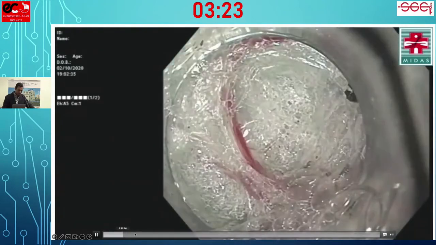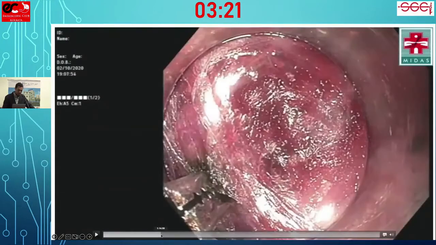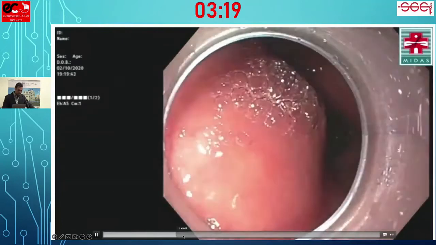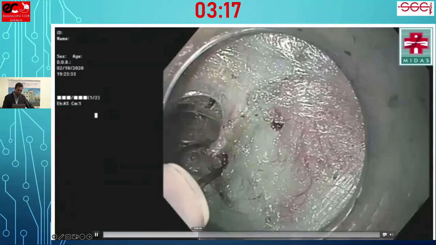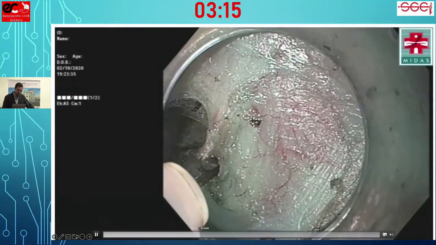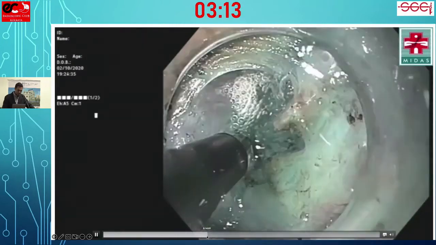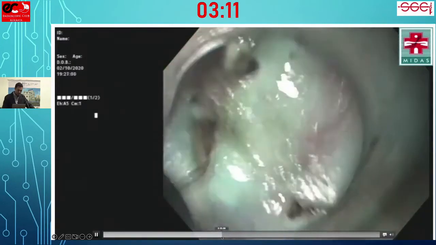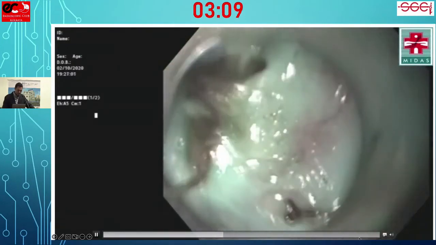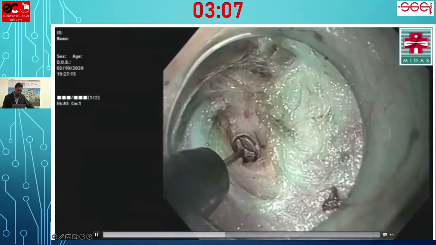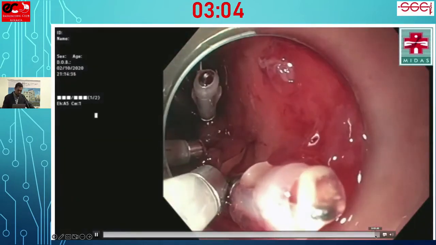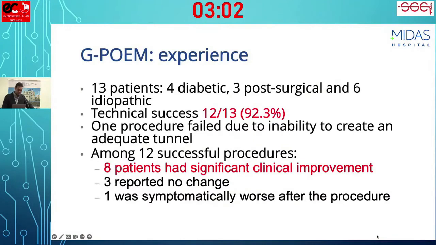But this is tunneling through the antrum, and this is a tunnel which is created across the pylorus, and then here we are doing a myotomy of the pyloric muscle, which is in pylorospasm. You see here, and then ultimately we'll come out and close the entry site with multiple clips. So I'm not going to get into that.